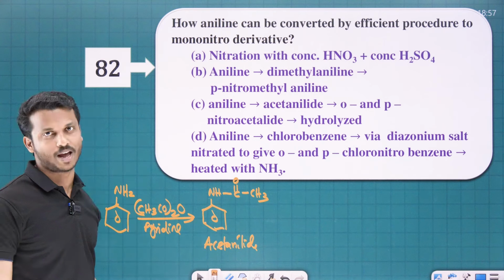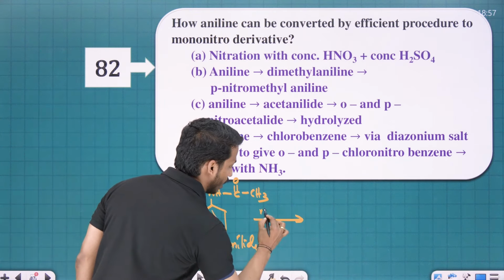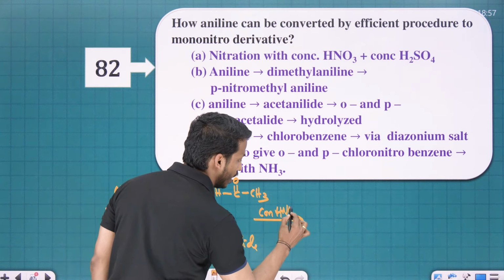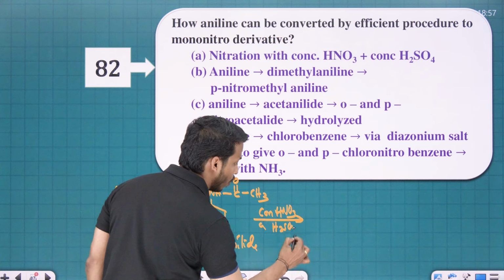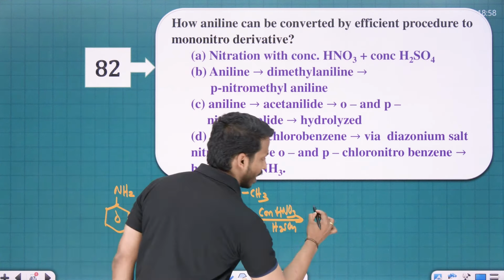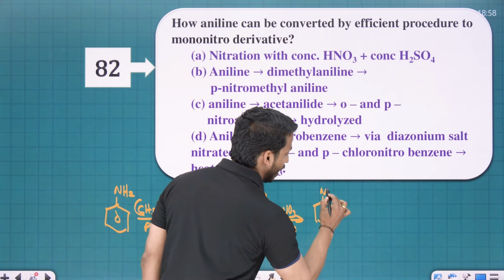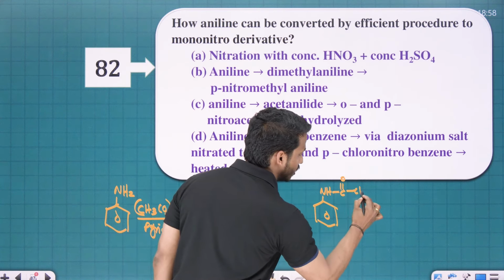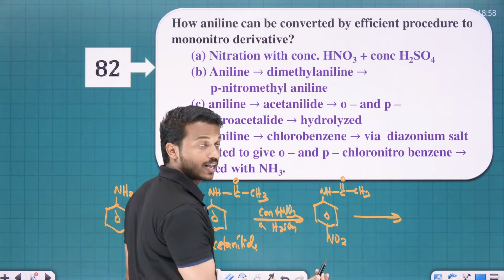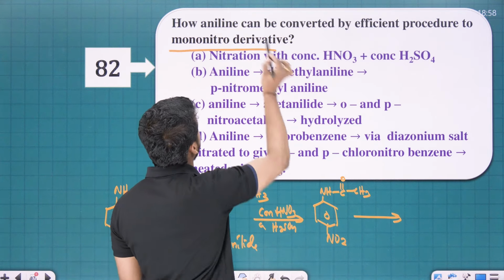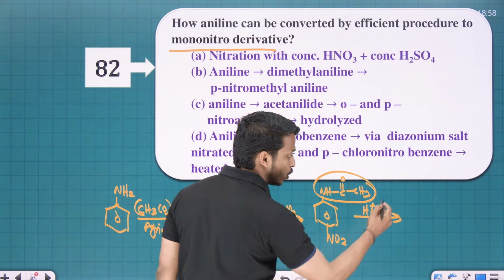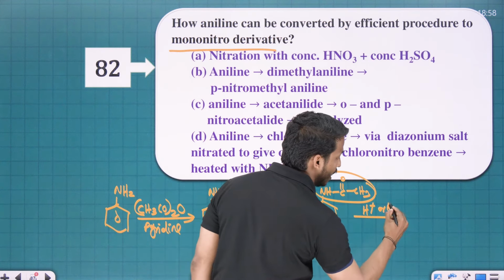Amide is a weak ortho-para director. Now we can do nitration. Nitration means we use concentrated HNO3 and concentrated H2SO4. So the nitro group can go to para and ortho, where para is the major one, right? So we can write NHCOCH3 and one nitro group here. Now we want to get our amine back. They said mononitro derivatives of aniline. So how do we get this amide back to amine? We can use acid or base hydrolysis.